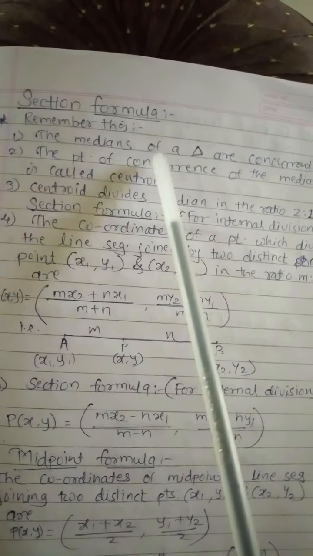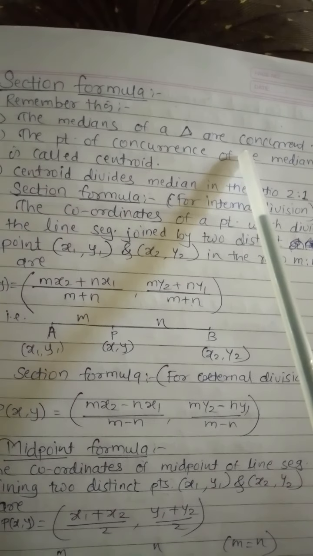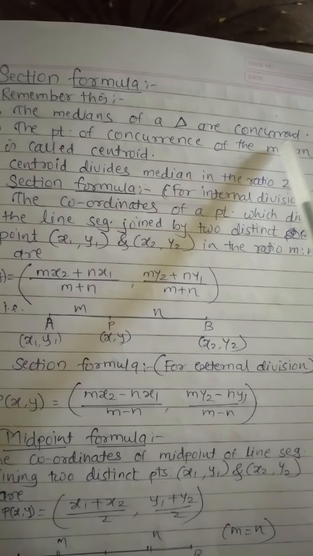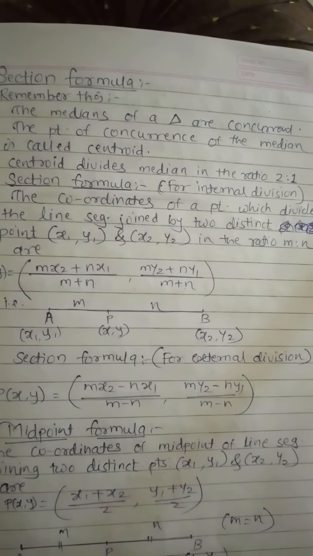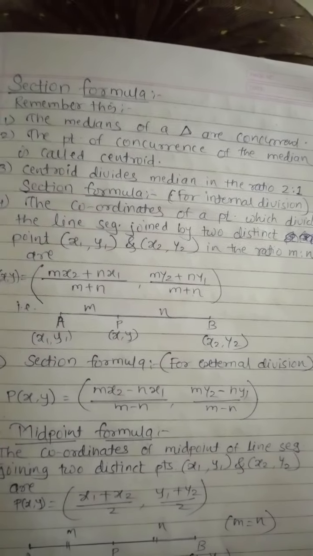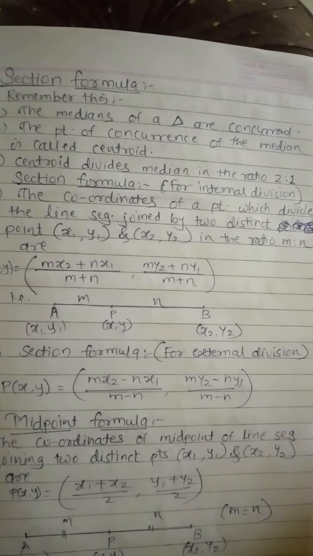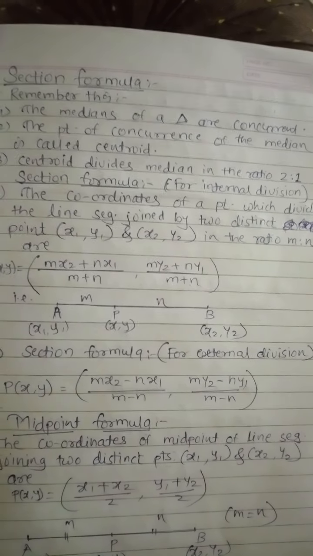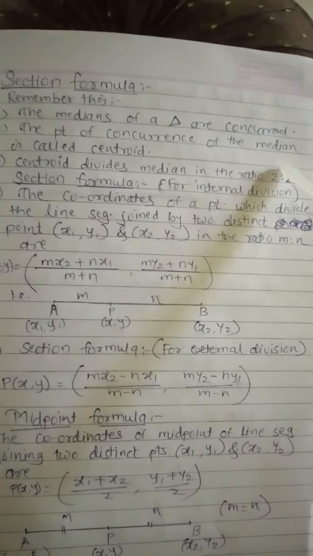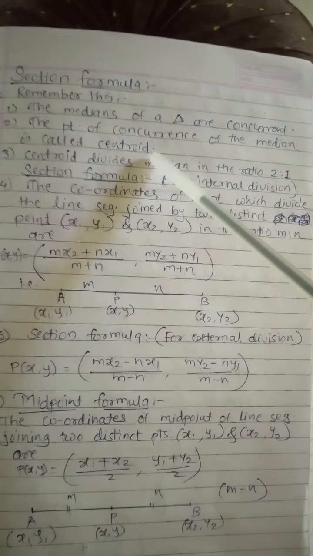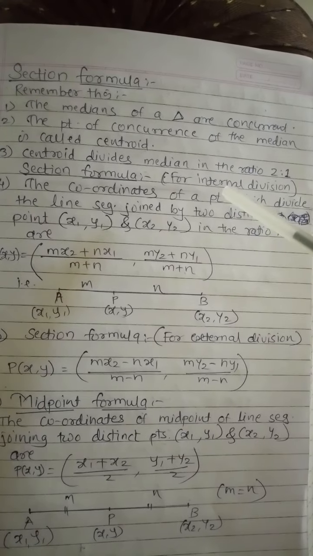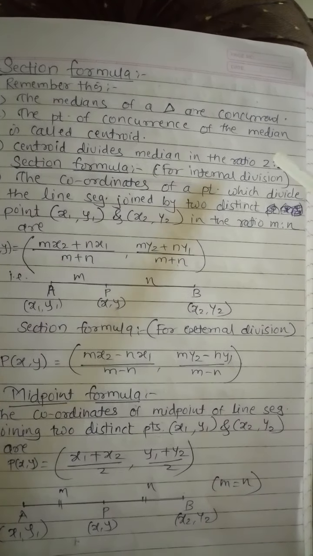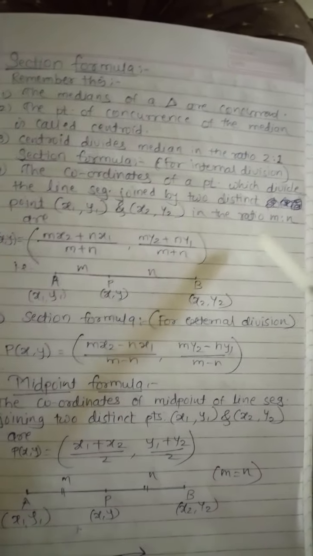First one is the medians of the triangle are concurrent. You know the meaning of concurrent: the three medians of the triangle pass through a single point, so it is called concurrent. This point of concurrence of the medians is called the centroid, and the centroid divides the median in the ratio 2:1.